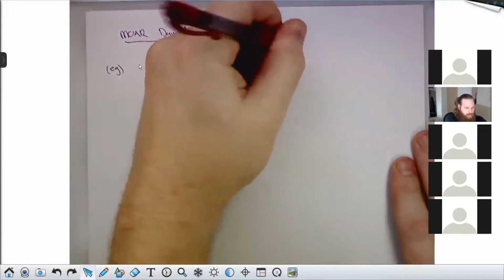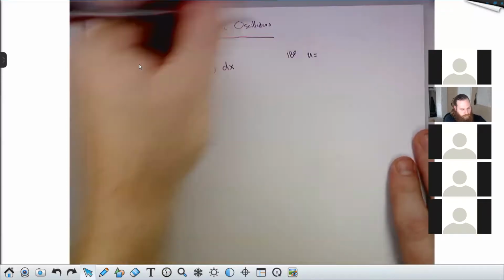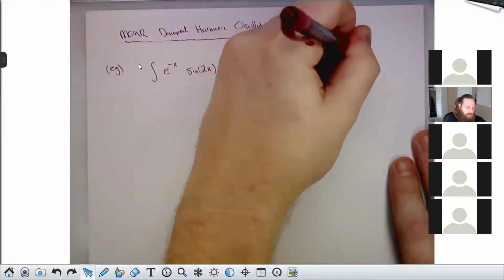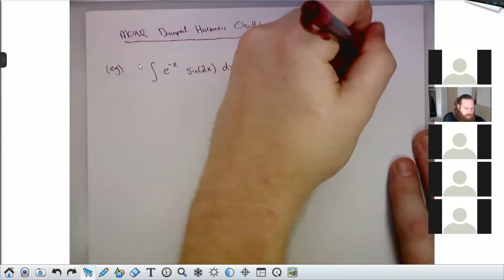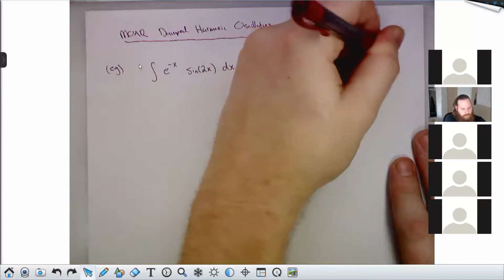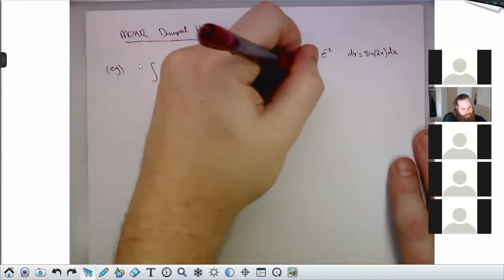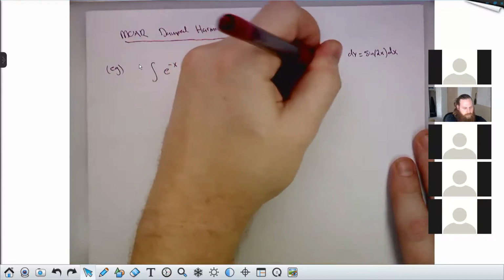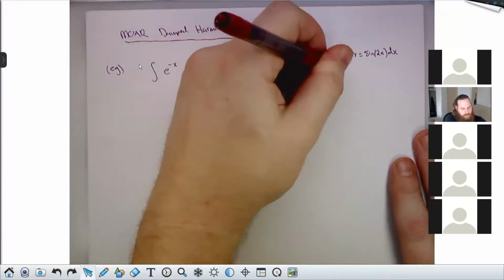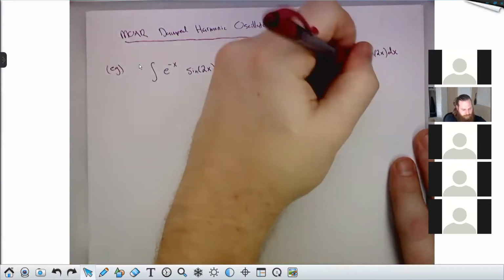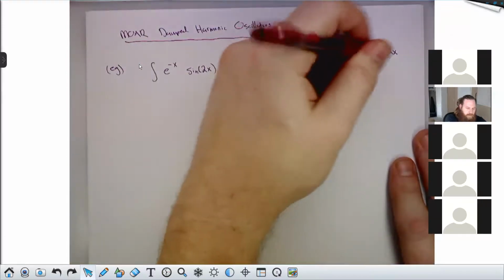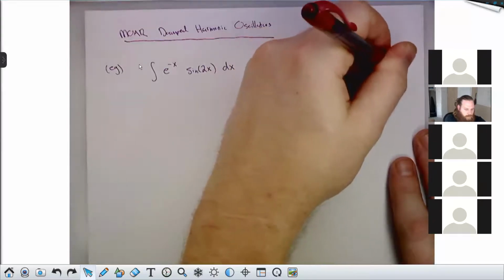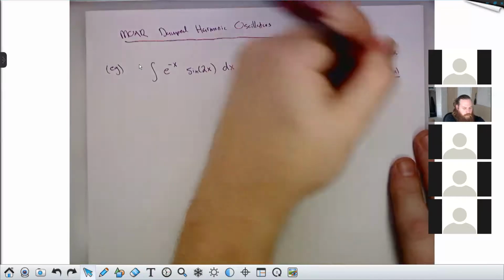We know to jump in with IBP, and we know following our LIPET rule to choose u as e to the negative x, and that means dv is everything else, sine 2x dx. du, the derivative of e to the negative x, is negative e to the negative x, and then dx. V, when you integrate sine 2x, you get negative cos 2x over 2.